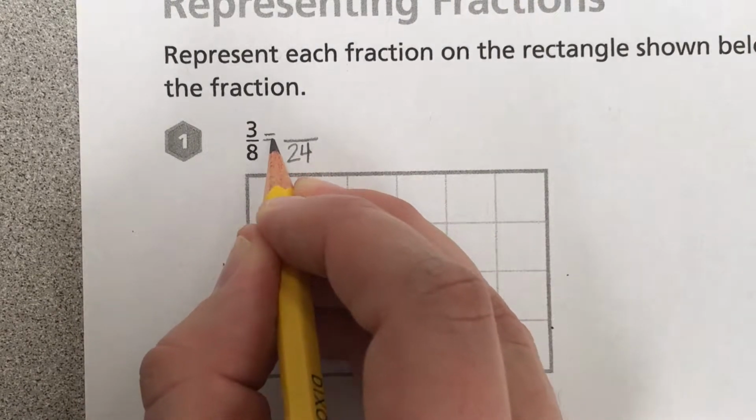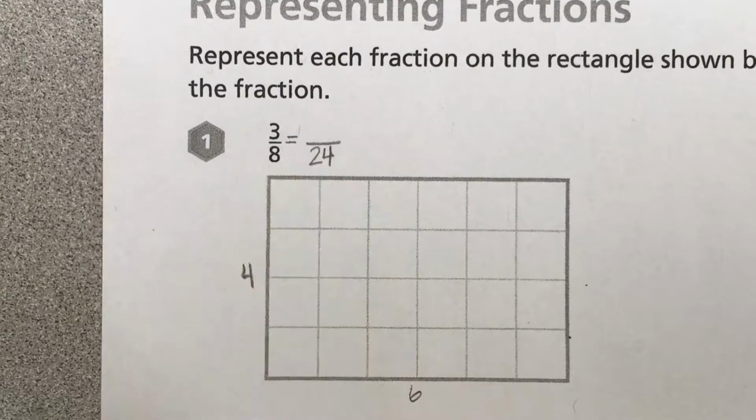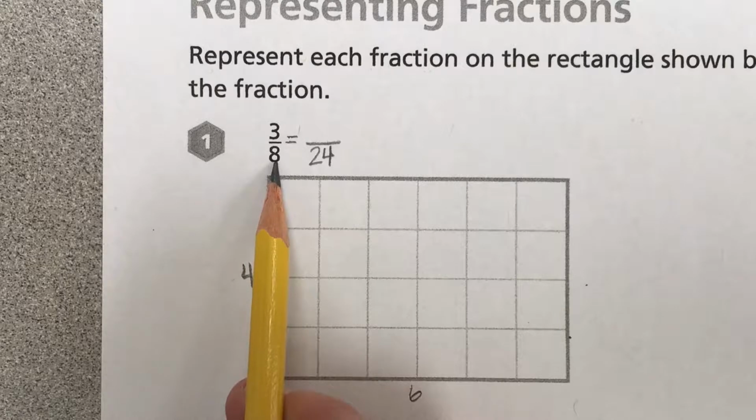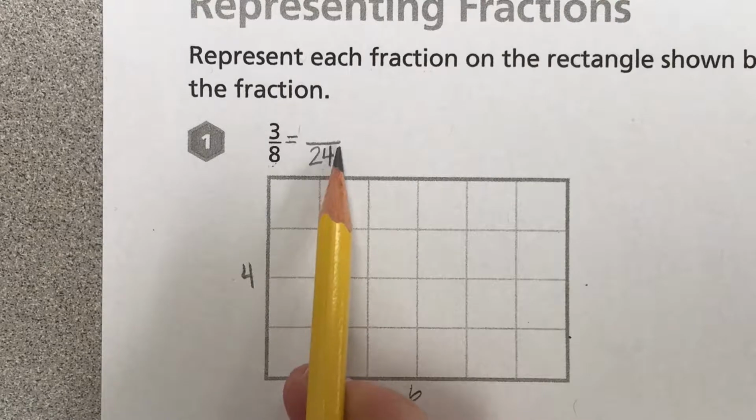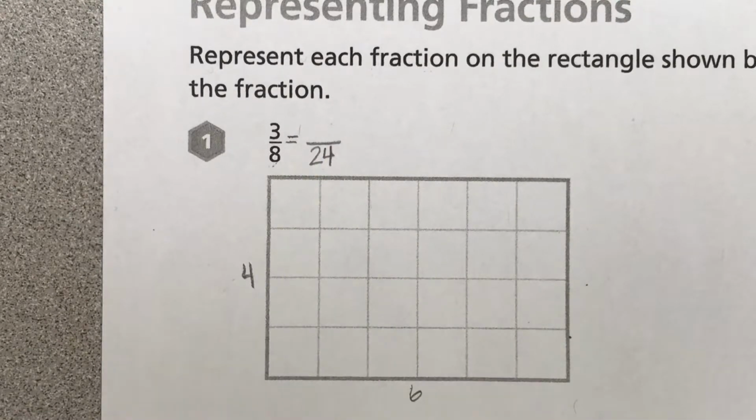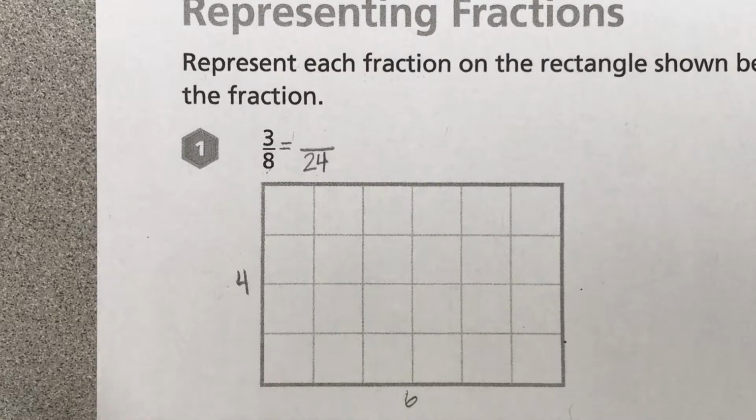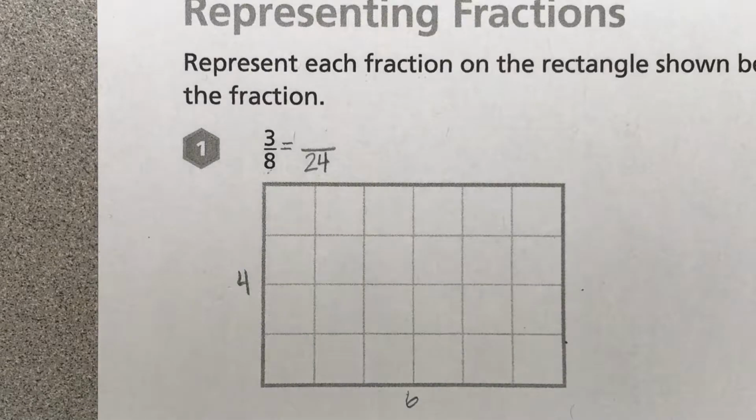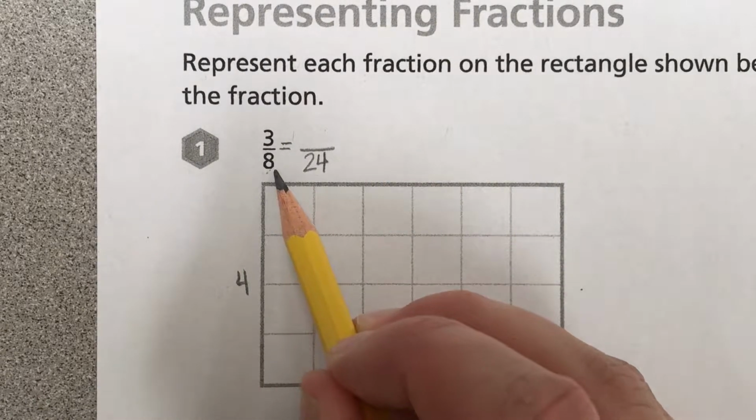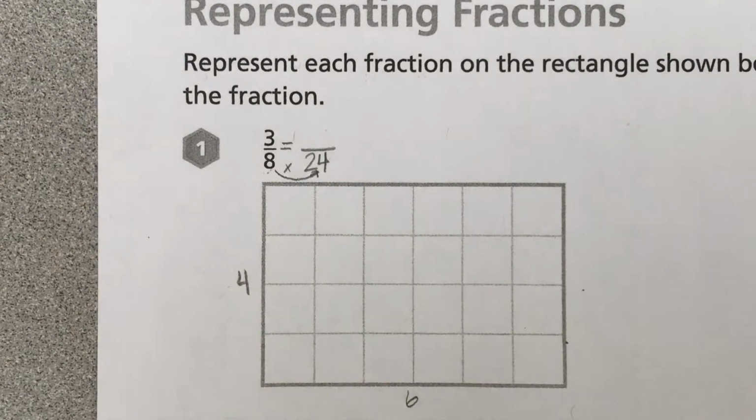So if 3/8 equals blank over 24, how can we figure out how many blocks to shade in? All right, so the fraction we're trying to represent is 3/8, but what we have here is a total of 24. So 24 is our denominator, but we need to figure out how many blocks we need to actually shade in order to represent that fraction. So, like I said, all we need to do is figure out an equivalent fraction to 3/8 that has 24 as the denominator. And that's pretty easy. So all you have to do is figure out, well, what's the connection between 8 and 24? What do we multiply by to get 24?